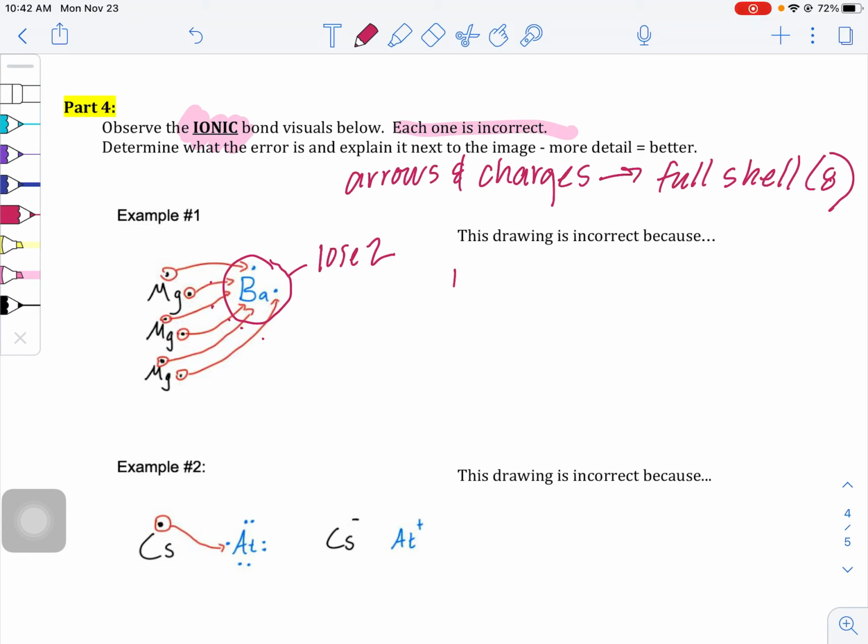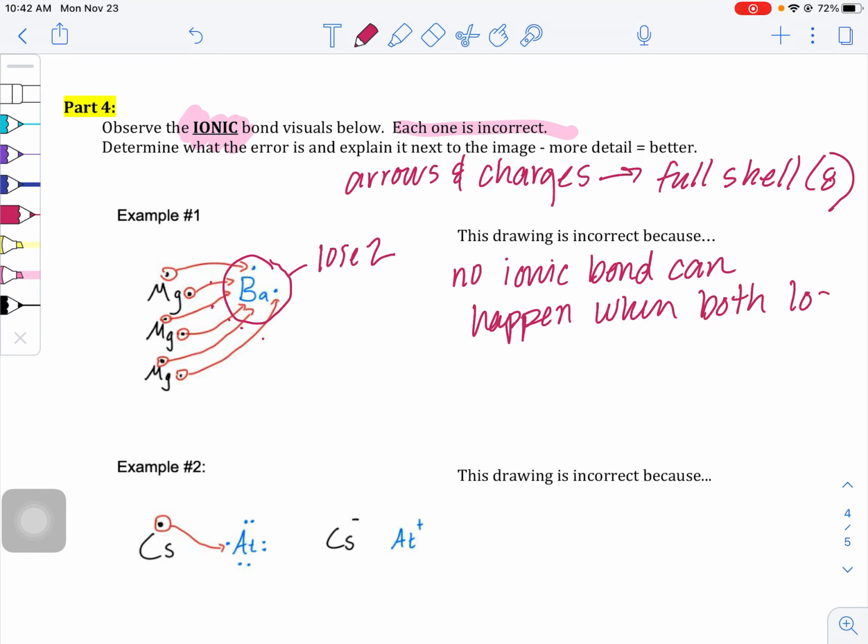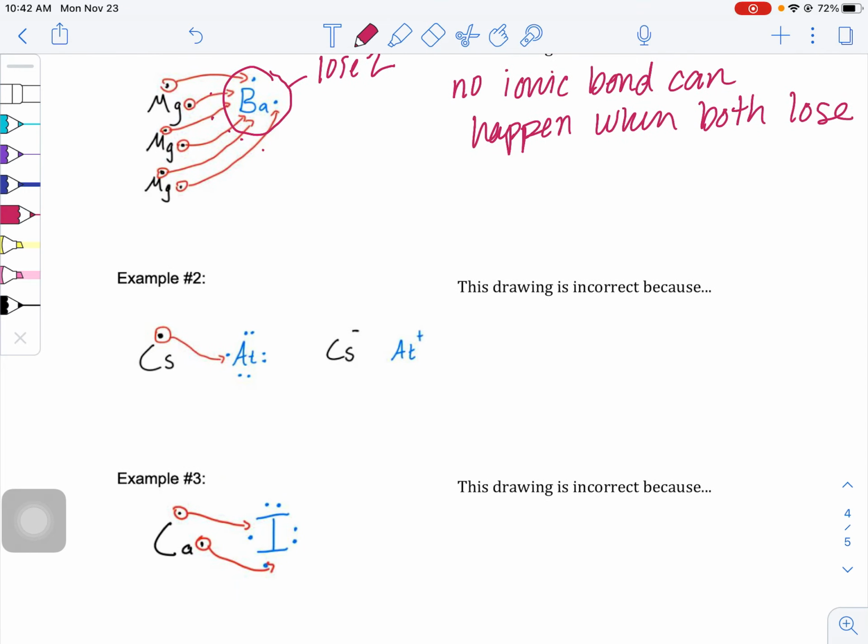So this drawing is incorrect because no ionic bond can happen when both elements want to lose. So we can't actually even draw this correctly because these wouldn't happen at all. So look down here, look for those kind of mistakes, double check group numbers, double check arrows, double check charges that are being formed, and share out what is incorrect with these diagrams.